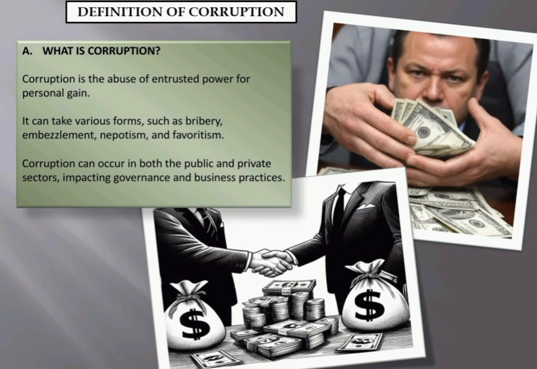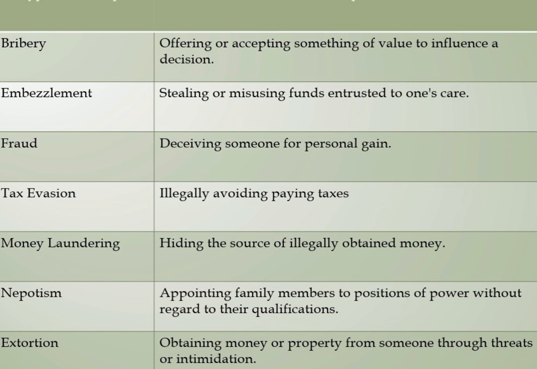Next, we'll discuss the definition of corruption. According to the slide, corruption is described as the abuse of entrusted power for personal gain. Corruption can occur in both the public and private sectors, impacting governance and business practices. Moving on, let's explore the various types of corruption.